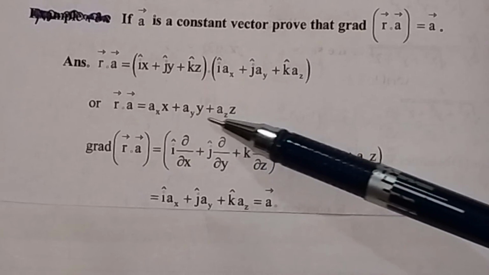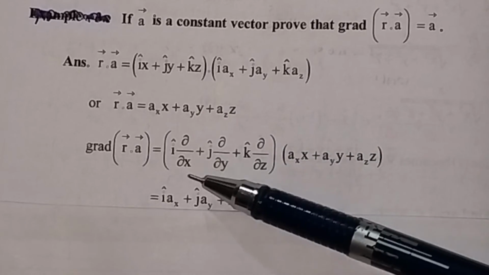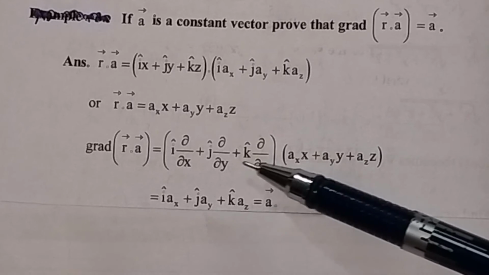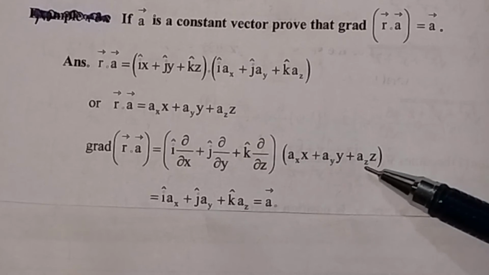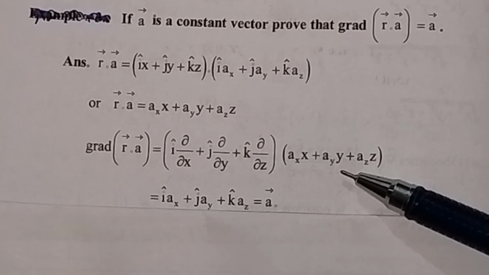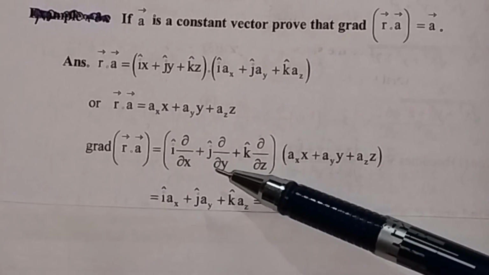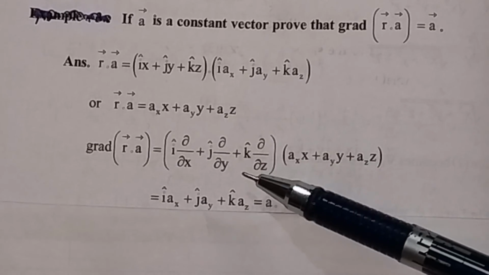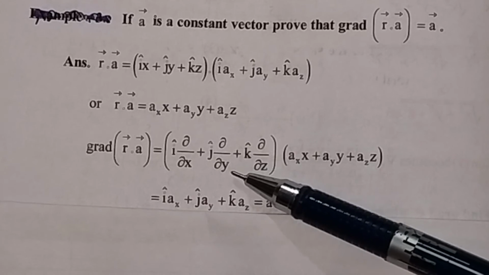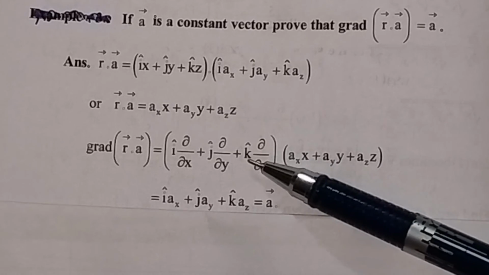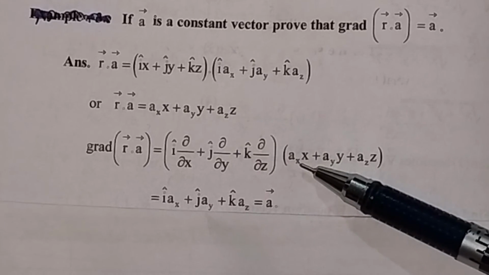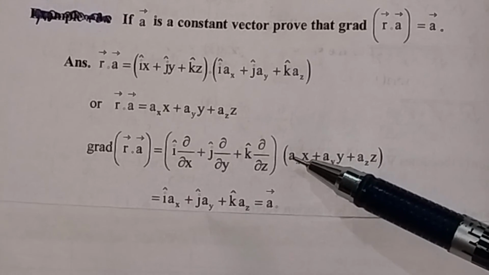Here this is a scalar quantity, so this is the del operator, and when the del operator operates on this scalar quantity, it will give you gradient. So gradient of a scalar function is equal to del of the scalar function, and del is a vector. Remember, del operator is a vector, and when it operates on a scalar quantity, that gives you a vector.